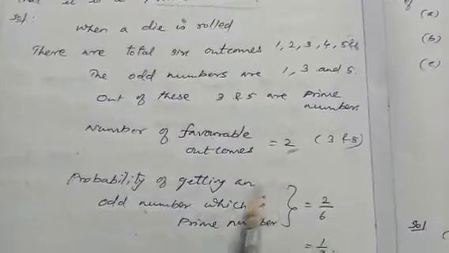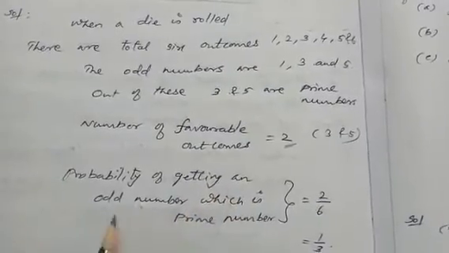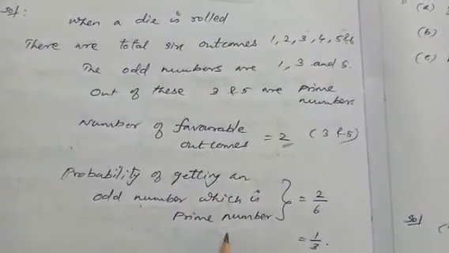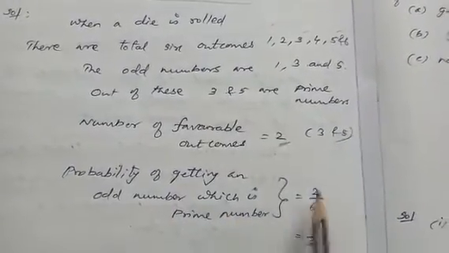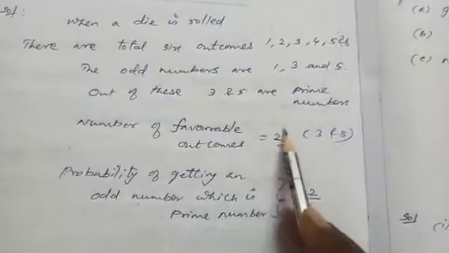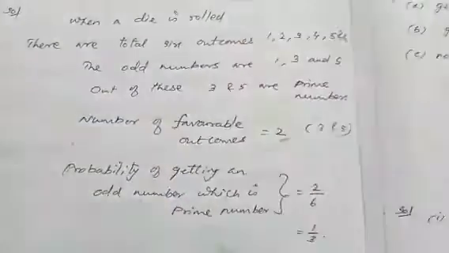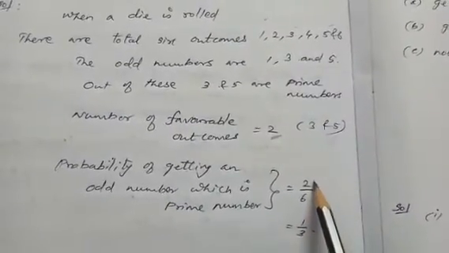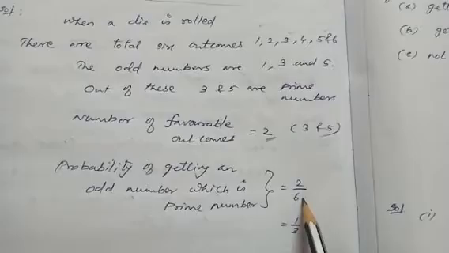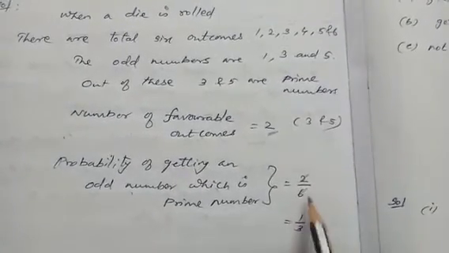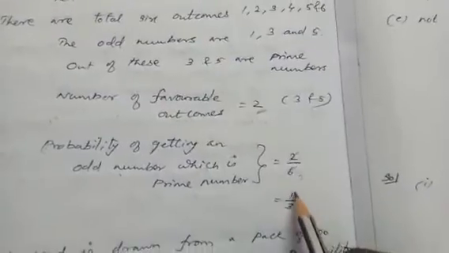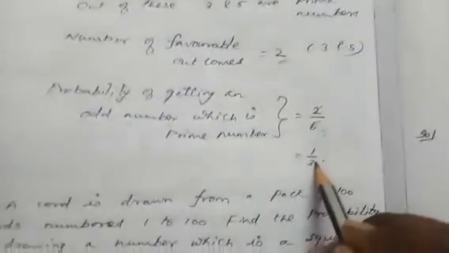So the probability of getting an odd number which is a prime number is equal to the number of favorable outcomes divided by the total number of outcomes. The number of favorable outcomes is 2. The total number of outcomes is 6. So 2 divided by 6. Now you have to simplify. 1 2 is 2, 3 2s are 6. So the answer is 1 divided by 3.